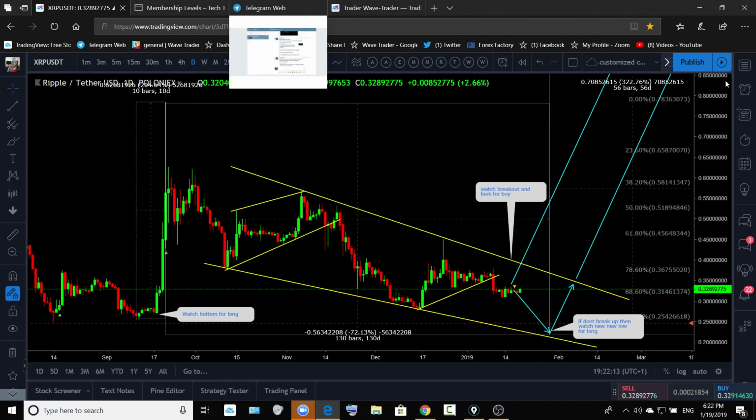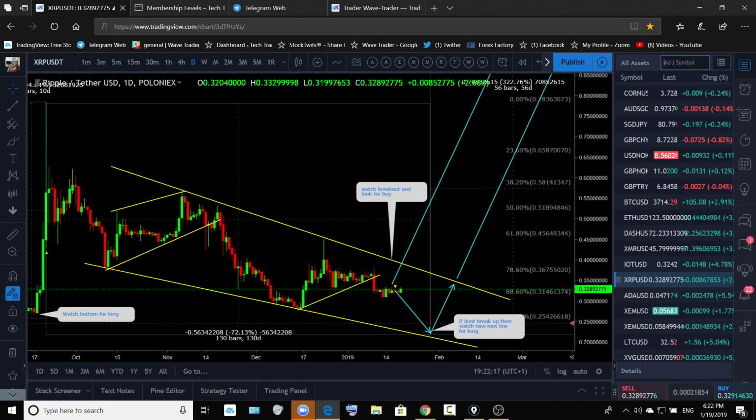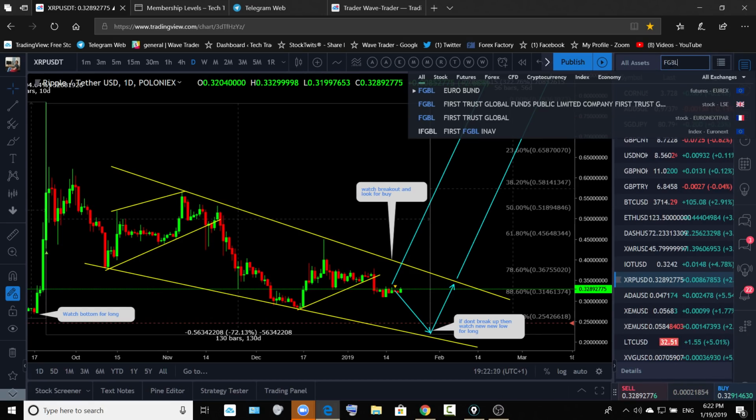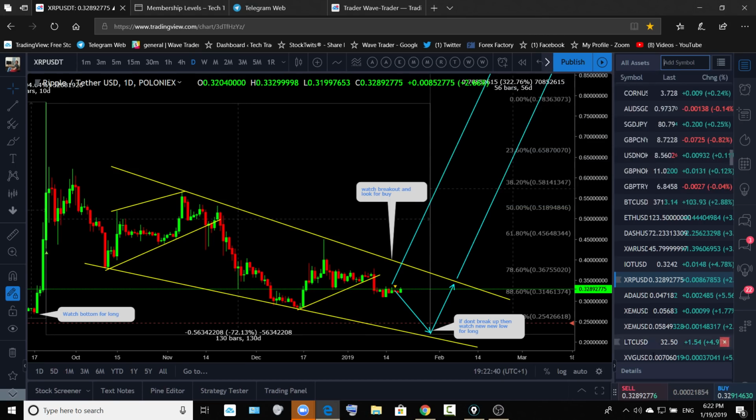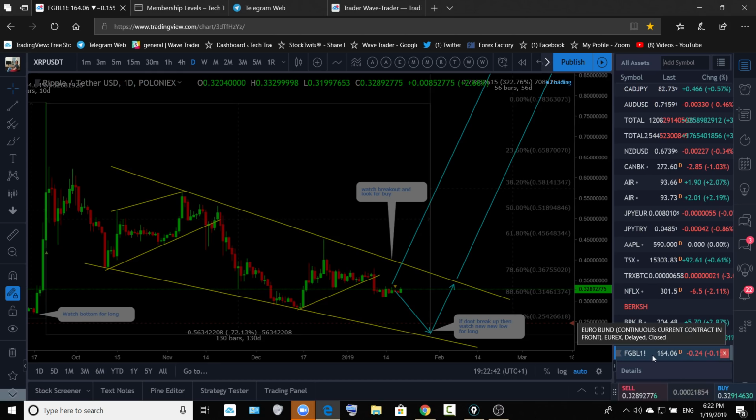All right, so which chart are you on? FGBL. Okay, FGBL. Eurobond, yeah. FGBL, which one? There are a couple of charts. All right, so let's look at this.